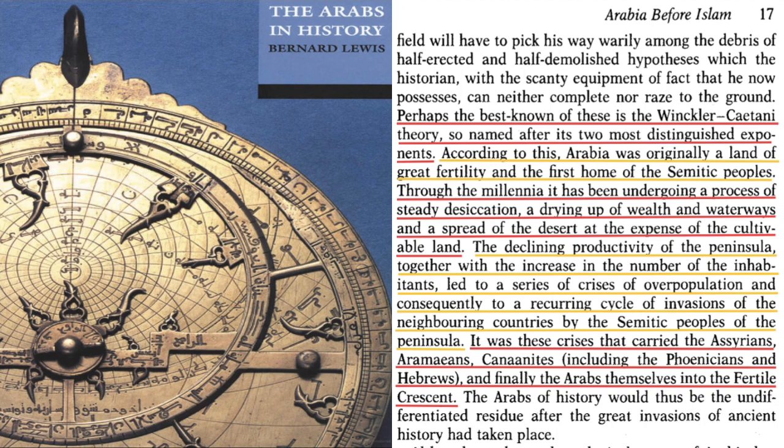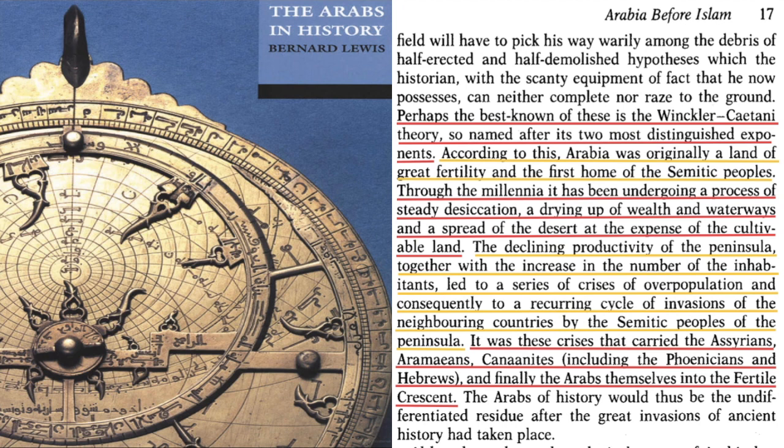"The decreasing productivity of the peninsula, together with the increase in the number of the inhabitants, led to a series of crises of overpopulation and consequently to a recurring cycle of invasions of the neighboring countries by the Semitic peoples of the peninsula. It was these crises that carried the Assyrians, Arameans, Canaanites, including the Phoenicians and Hebrews, and finally the Arabs themselves into the Fertile Crescent."